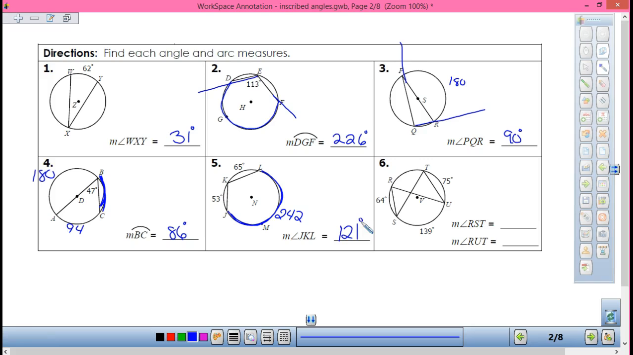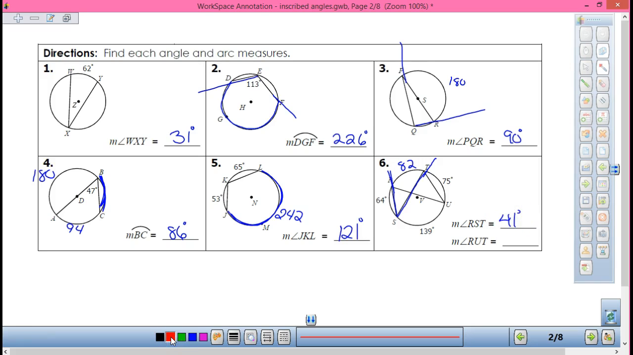Okay. What do we need? Angle RST. So RST is that angle right there. And RUT. Oh, this is 130. Oh, I get it. I didn't see that 139 there. How much is this arc? 82? Okay. So if that arc is 82, how much is this angle? 41.